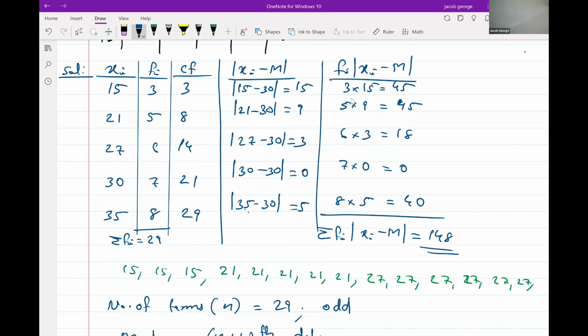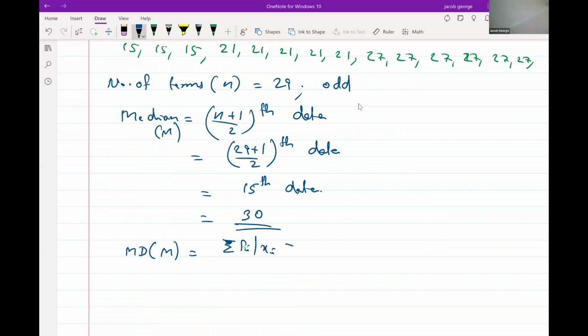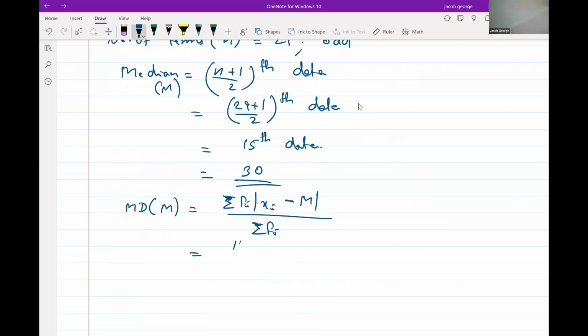Then the final step, write down the formula and substitute. Mean deviation about median is equal to, what's the formula? Sigma fi into modulus xi minus M upon sigma fi. That is equal to 148 by 29. 29 is the number of terms, sigma fi. What does this divide to? 5.1. The answer is 5.1.